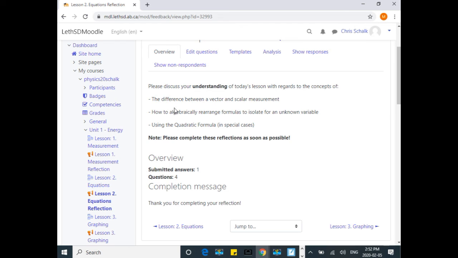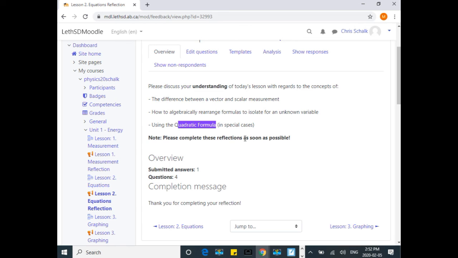So, do you feel like you know the difference between vector and scalar? Do you feel like you know how to algebraically rearrange formulas to isolate? How are your algebra skills? And in that one possible example, do you know how to use the quadratic formula? And it's cool if you don't, by the way. I'll show you. We'll work on it. You will learn it in your math class at some point.